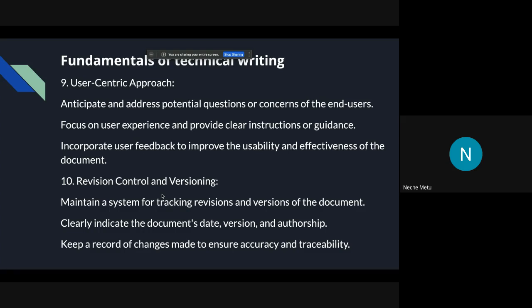Okay, we're looking at the user-centric approach. You have to anticipate and address potential questions or concerns of the end users. You have to also focus on user experience and provide clear instructions and guidance. I've been saying it, clear, concise. And then you have to incorporate user feedback to improve the usability and the effectiveness of the document. So you have to incorporate a process where people can actually give feedback, so you could improve the usability and effectiveness of your document.